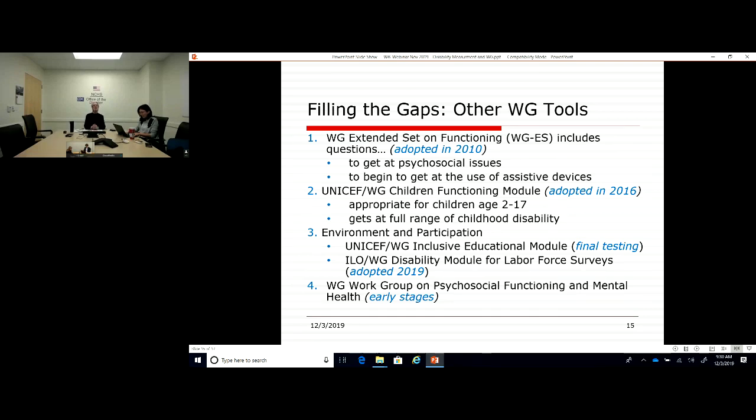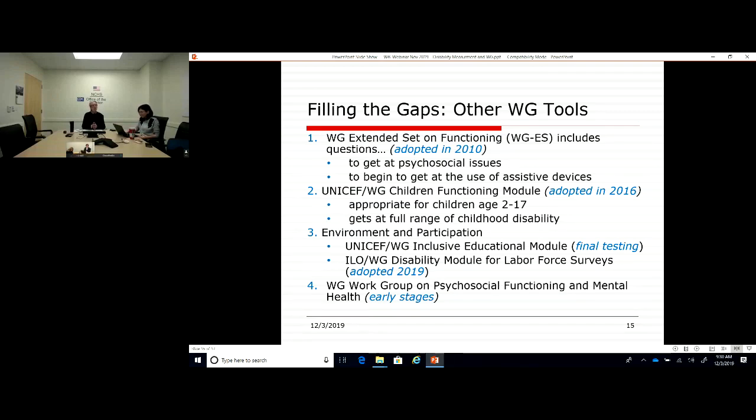We know also that the short and extended set, neither of them is ideally suited to functioning among children. So with UNICEF, we developed the child functioning module for children 2 to 17 years old. Claudia and her colleague will talk more about that in a little while, but that gets at the full range of childhood disability and domains that are important to child functioning. We also, with UNICEF, are looking at an inclusive education module that will be important for this group in particular. That's in the final testing stages.